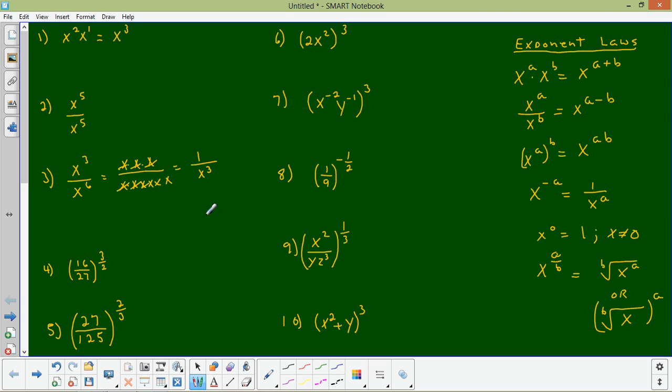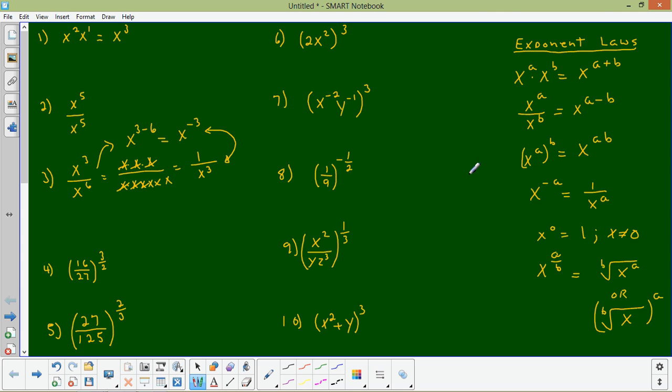Now, the other way to think of this is to use exponent rule number 2. If we do it that way, we get x to the 3 minus 6. It's the numerator's exponent minus the denominator's exponent. And of course, that gives us x to the minus 3. Again, we have an equivalence right here. X to the minus 3 power is equivalent to 1 over x to the third power.